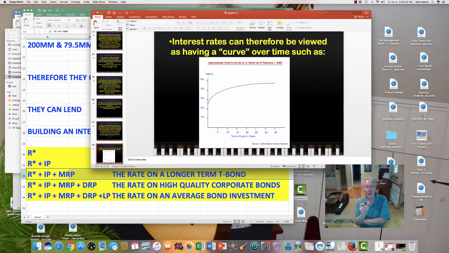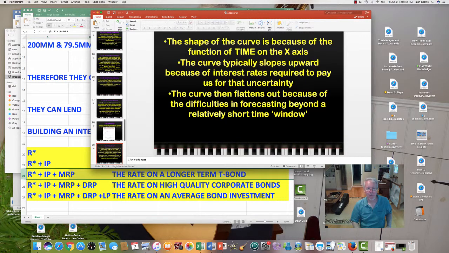Once in a great while in history, the curve slopes down. That happens during periods of very, very high inflation, when everybody knows that the inflation will be corrected. I'll demonstrate both of those concepts to you in a moment. So keep that curve in mind. I'm going to explain why it looks like that.